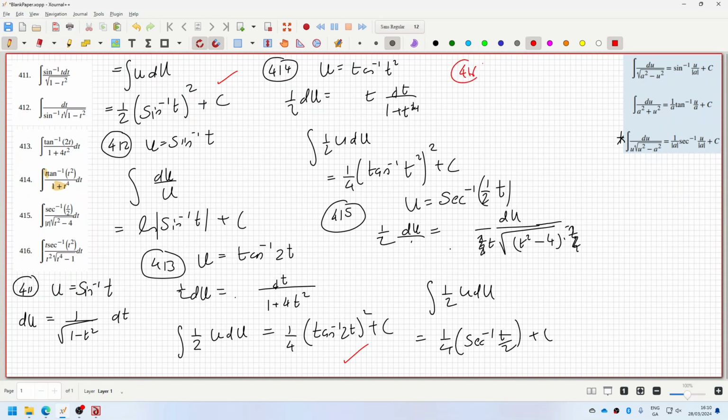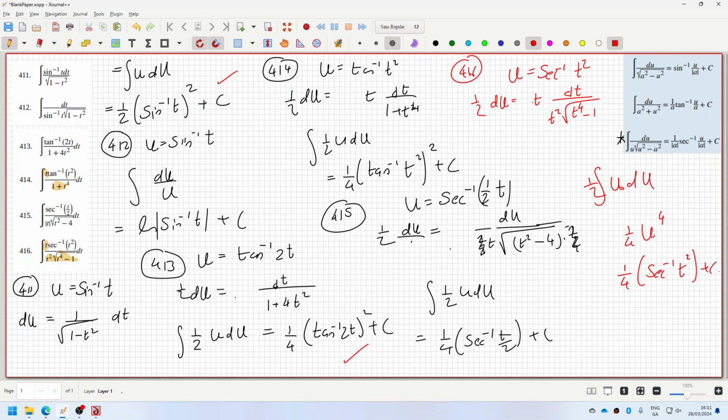Okay, 416. Similar again, u equals sec inverse t squared. So that means du is 2t times 1 over t squared root t to the fourth minus 1. So a half du equals that. So you would just be left with the integration of a half u du, which is a quarter u squared, which is a quarter sec inverse t squared, squared, plus c.